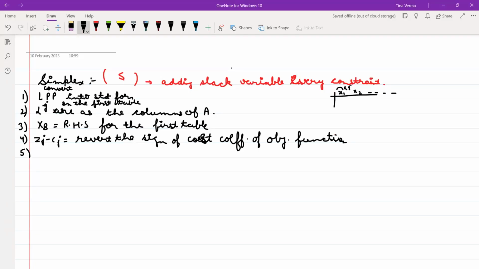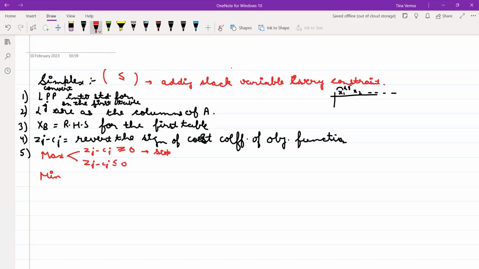So what you are doing when you have to perform your simplex iteration, right? You have to see whether your problem is of maximization or minimization. Your table will be optimal when all your zj minus cj are greater than or equal to 0. When all your zj minus cj are greater than or equal to 0, then you will stop. Yes, this is for the first iteration.